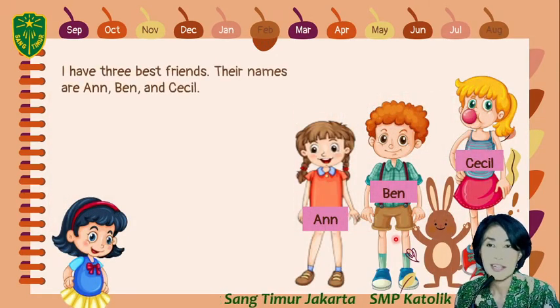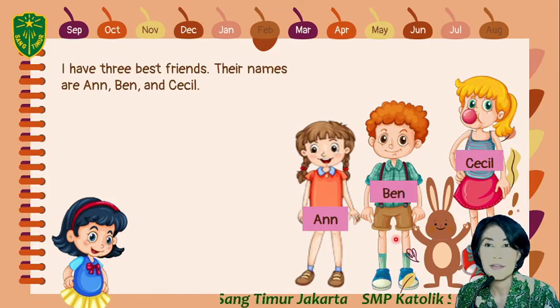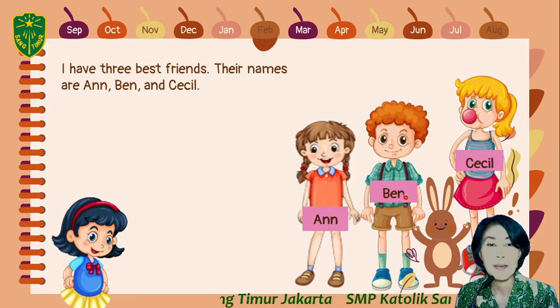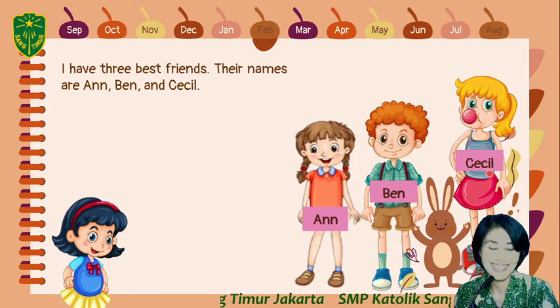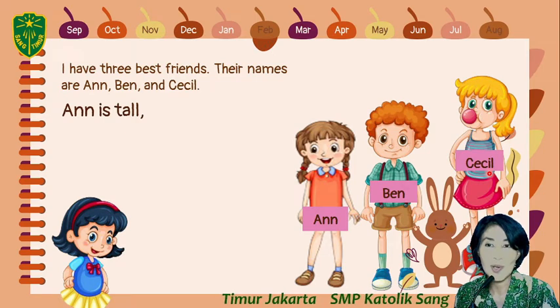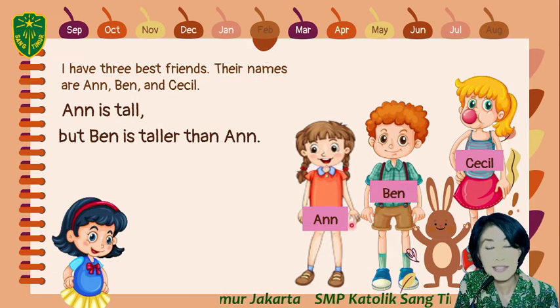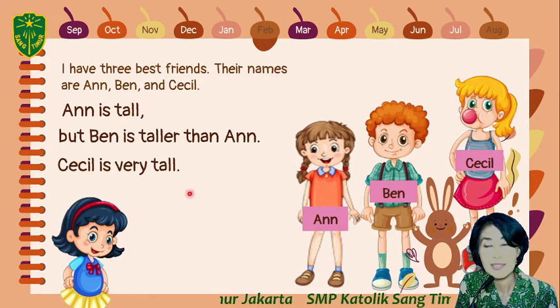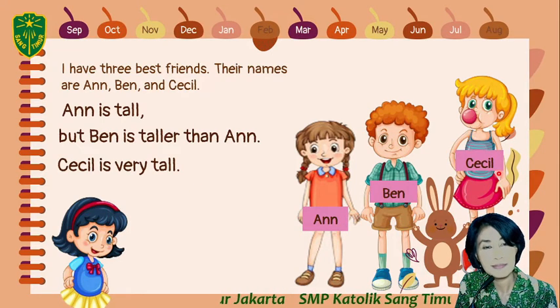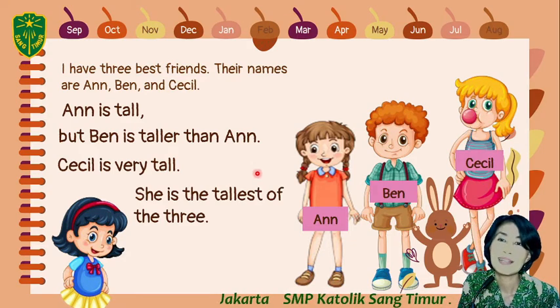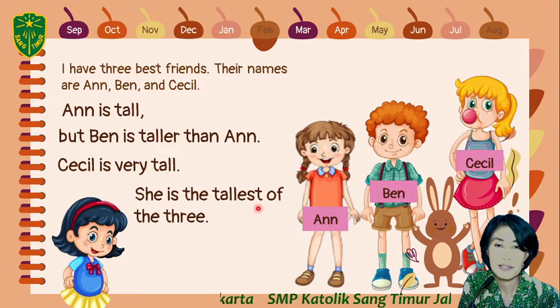Here they are in a text. I have three best friends. Their names are Anne, Ben, and Cecil. Anne is tall, but Ben is taller than Anne. Cecil is very tall. She is the tallest of the three. Tall, taller, tallest are comparison of adjectives.